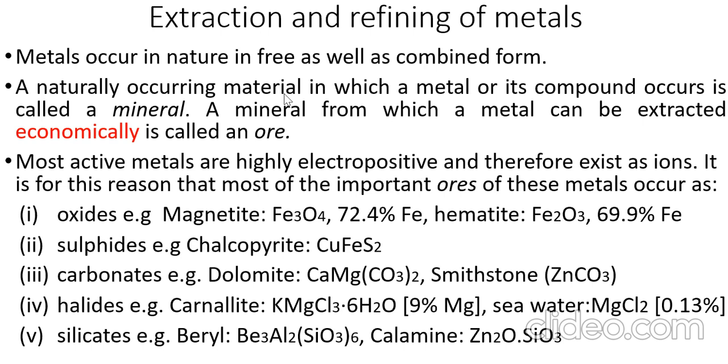Extraction. Naturally occurring material in which metal or its compound occur is called what? Mineral. So a mineral from which a metal can be extracted economically is called an ore. So when we say an ore is an economic what? Mineral that we use day in, day out.